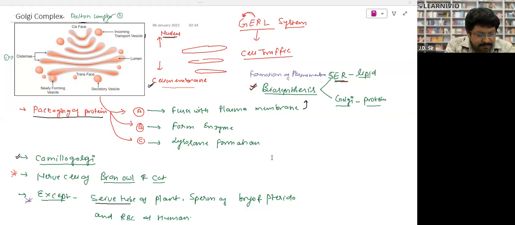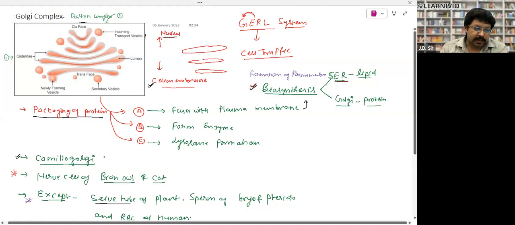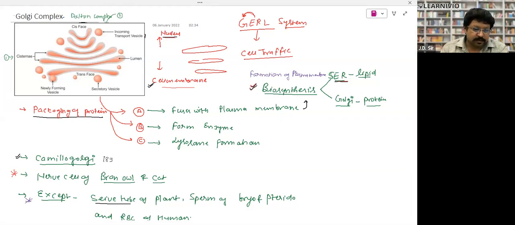It was discovered by Camillo Golgi in 1898. Full stop. He discovered it in the nerve cells of brain of owl and cat. Full stop.